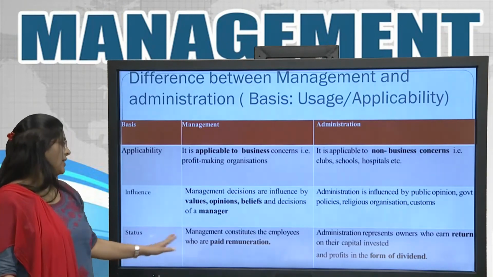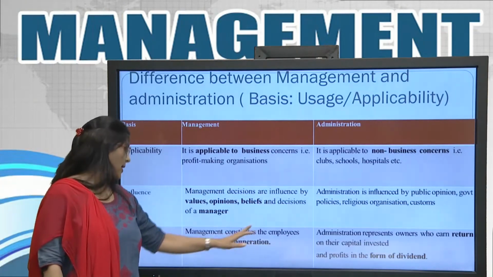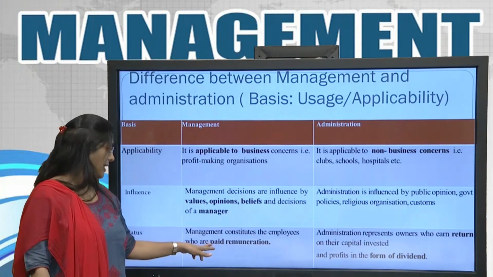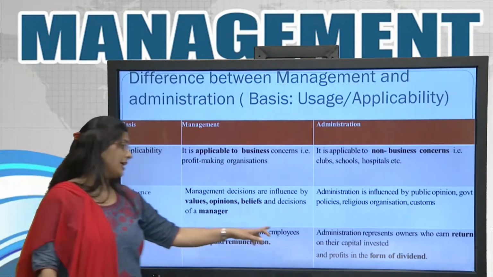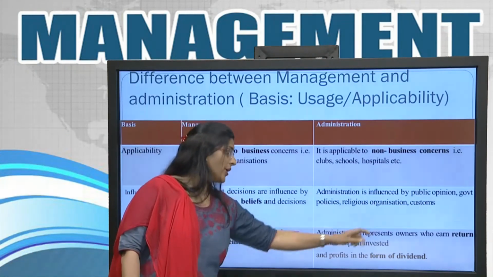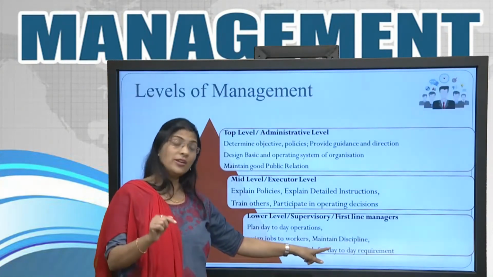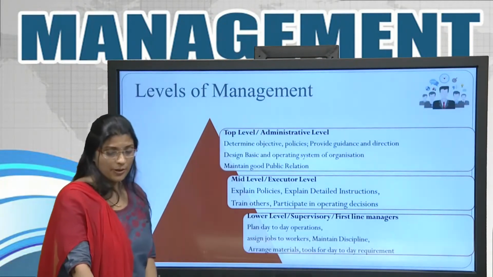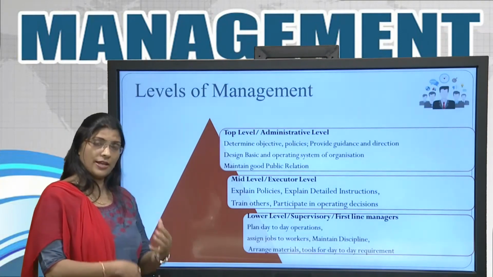Status: management constitutes employees who are paid remuneration, while administration represents owners who earn a return on their own capital and earn profit based on their dividend.